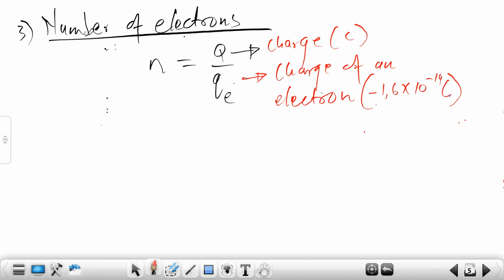19 coulombs. So be on the lookout that everything here should be in coulombs. Your charge should be in coulombs. Your charge of an electron should also be in coulombs, such that coulomb and coulomb can cancel, and then we just get a number for the number of electrons.